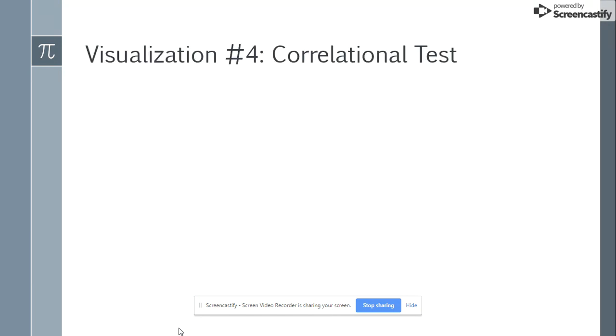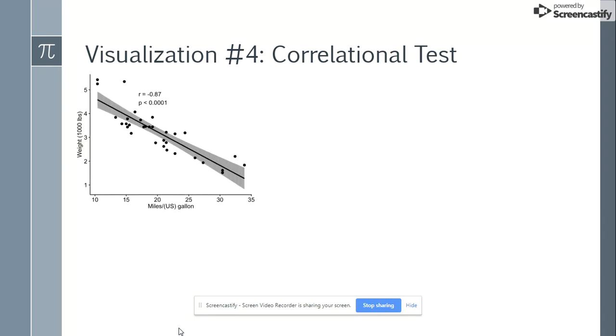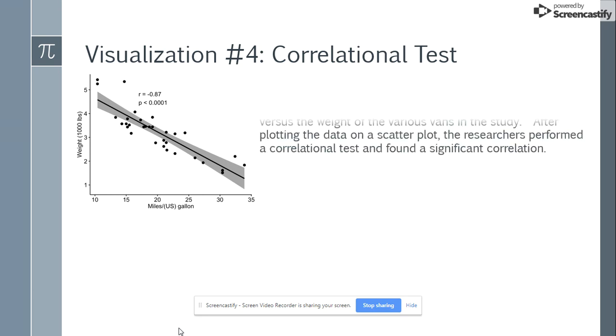Visualization number four, we're dealing with a correlation test rather than a mean. Here we have our illustration. We're trying to find the correlation between the miles per gallon and the weight of a vehicle. Is it connected? So let's get it going.